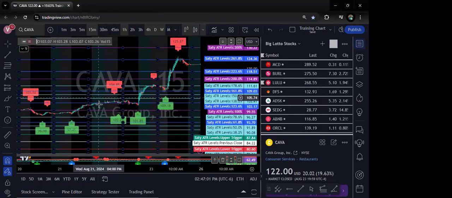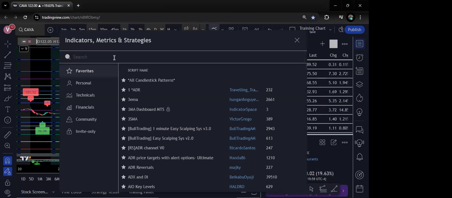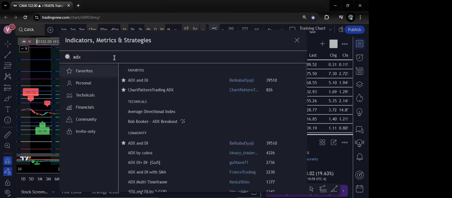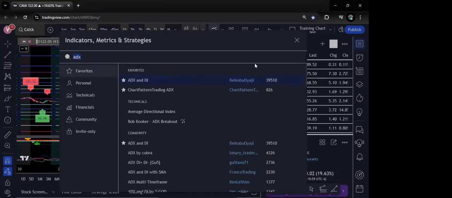Okay, now ADX, these are indicators I found which show the ADX on the chart. There's the one which we were already using when we were doing the training, but I found another one. I don't remember. I have to look at the chart. I'll tell you guys. So this one, you need the ADX and the DI.